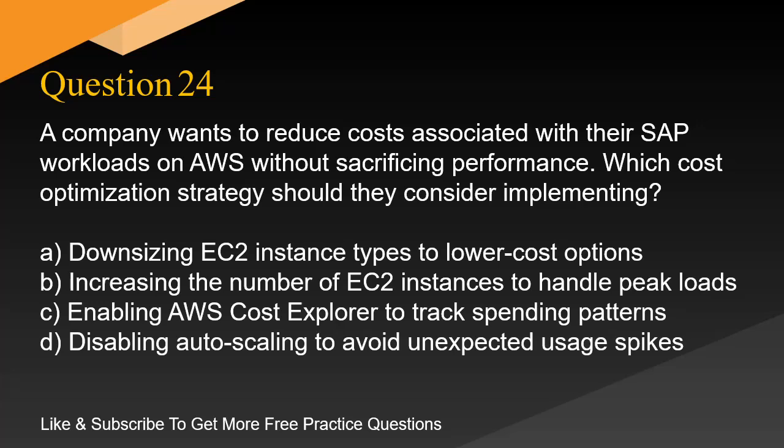A. Downsizing EC2 instance types to lower cost options. B. Increasing the number of EC2 instances to handle peak loads. C. Enabling AWS Cost Explorer to track spending patterns. D. Disabling auto-scaling to avoid unexpected usage spikes.